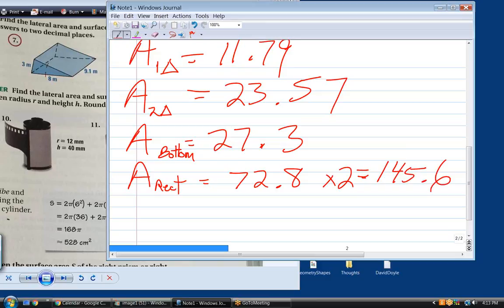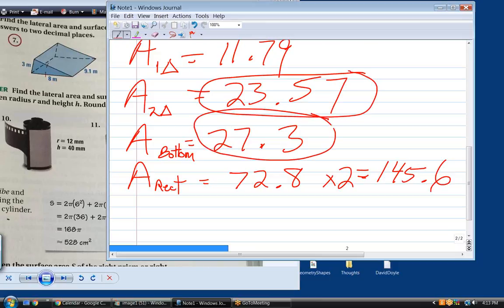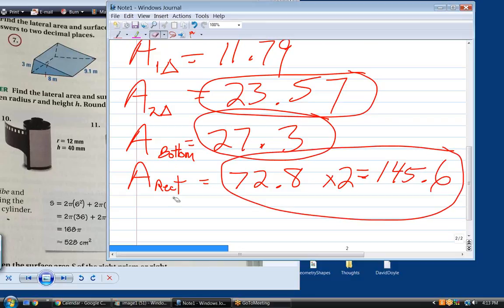And that's it. So we want to add together the area of the two triangles plus the area of the bottom plus the area of the sides. We'll call that sides. I don't know that there's an official name for that. Just be careful about calling it a base. I mean, you could make an argument why you would call that bottom the base because it's sitting on it.